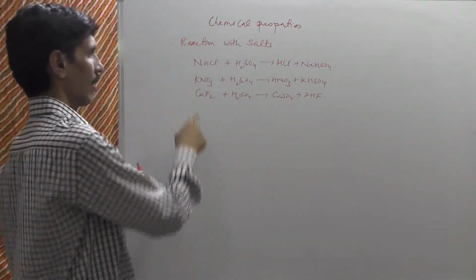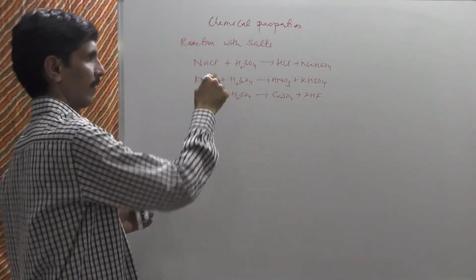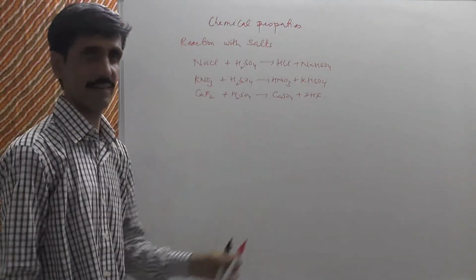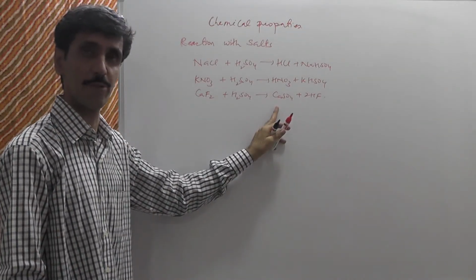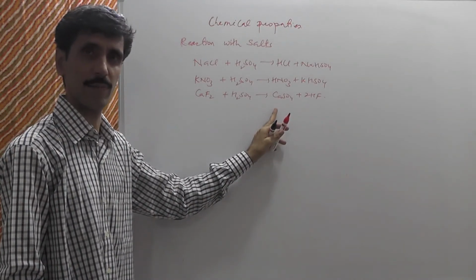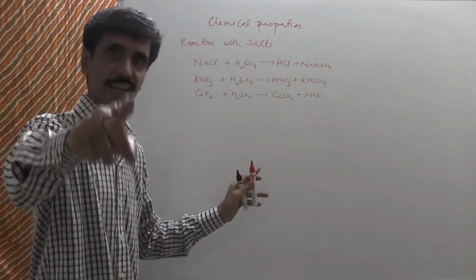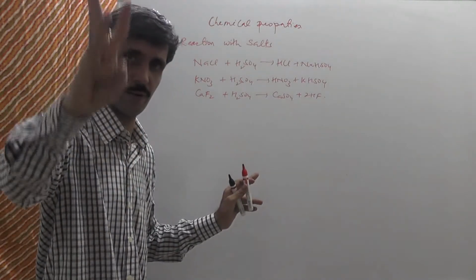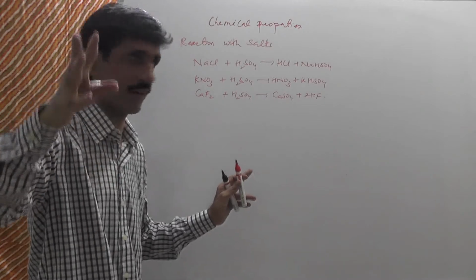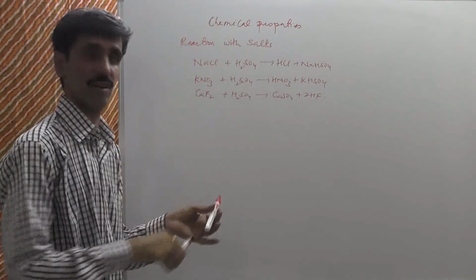Okay, so these are nothing but all the salts which are going to react with sulfuric acid, and as a result of which, okay, you get these particular compounds. So this is the fourth category. Okay, when you talk about chemical properties, first one was acidic property, second one was reaction with metals, non-metals, then we talk about dehydrating property, and then the last one is the reaction with salts.